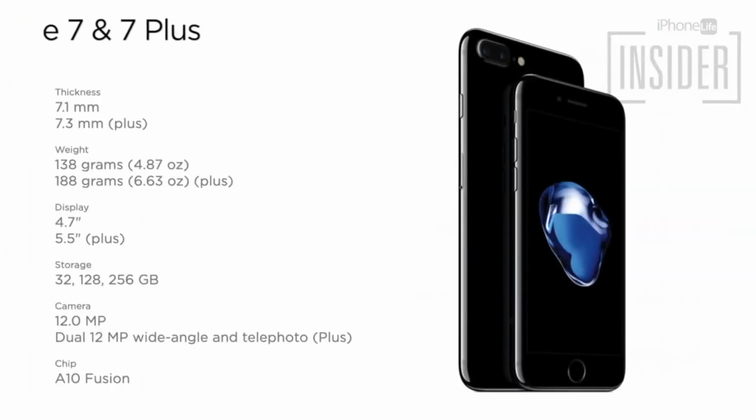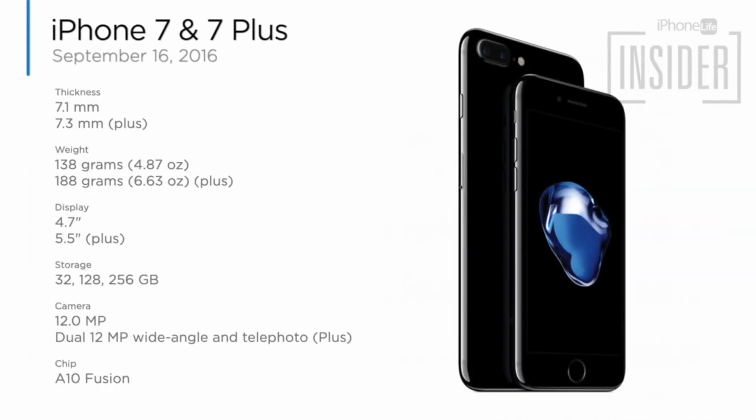iPhone 7 and 7 Plus, introduced September 16th of 2016. Apple finally dropped the 16GB base model option with the 7 and the 7 Plus. They started at 32GB of storage and went up to 256GB. Apple also introduced a shiny jet black color.